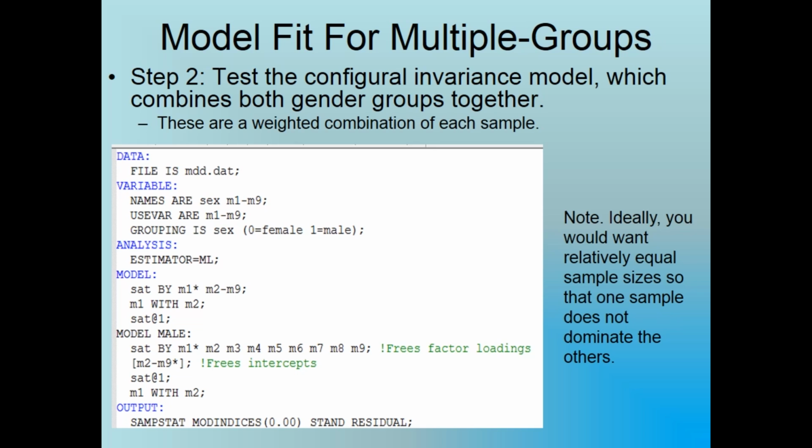Just like our female model code, we have to tell Mplus to fix the variance at 1 for both males and females. And because we correlated M1 with M2 for our females, we also need to estimate the error covariance between M1 and M2 for our males. Again, this is our configural invariance model. So we're testing whether the model, the structure itself, is the exact same for females and males, but nothing is constrained to be equal across those groups.